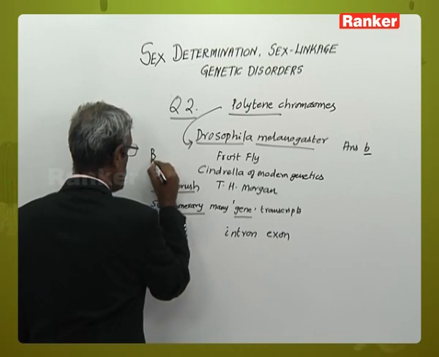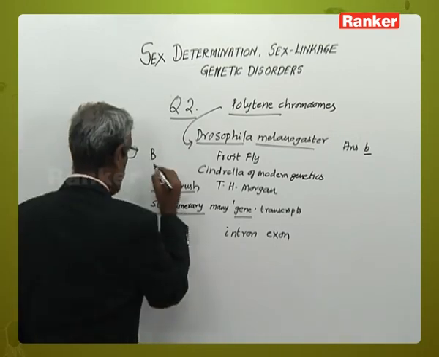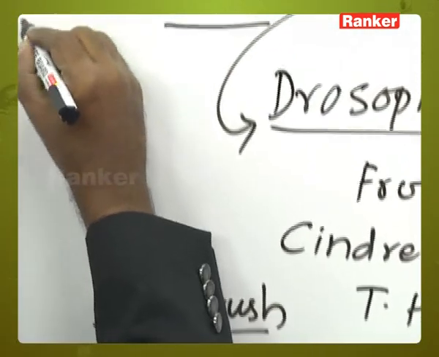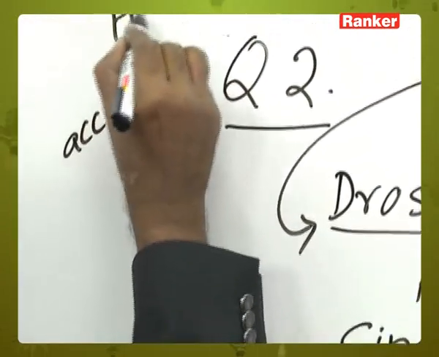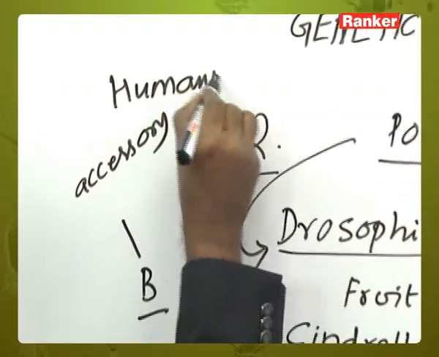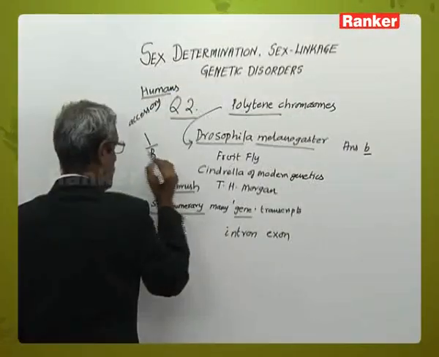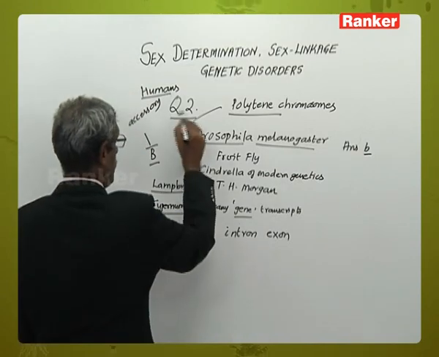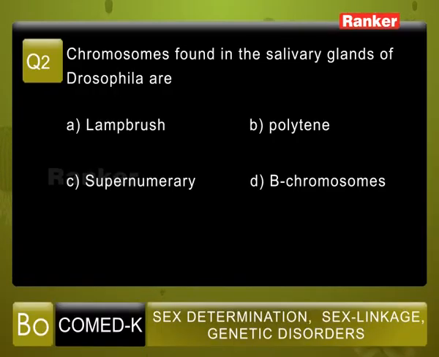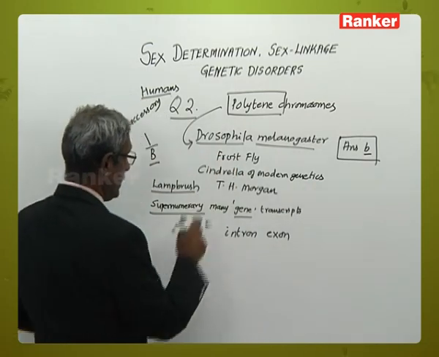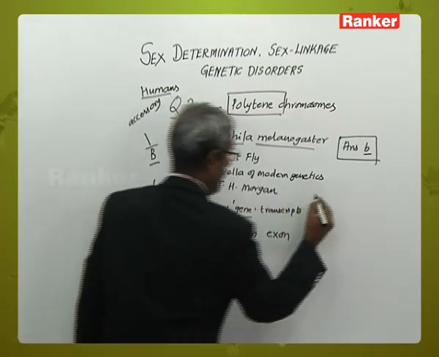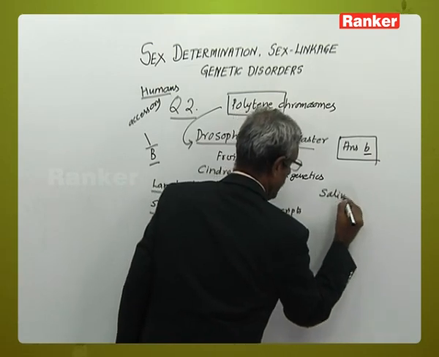And B chromosomes, which are also called accessory chromosomes. Accessory chromosomes are present in humans. In humans, an extra bit of a chromosome is called a B chromosome. So for question number 2, the right answer is polytene, and the answer is B, primarily for chromosomes present in the salivary glands.